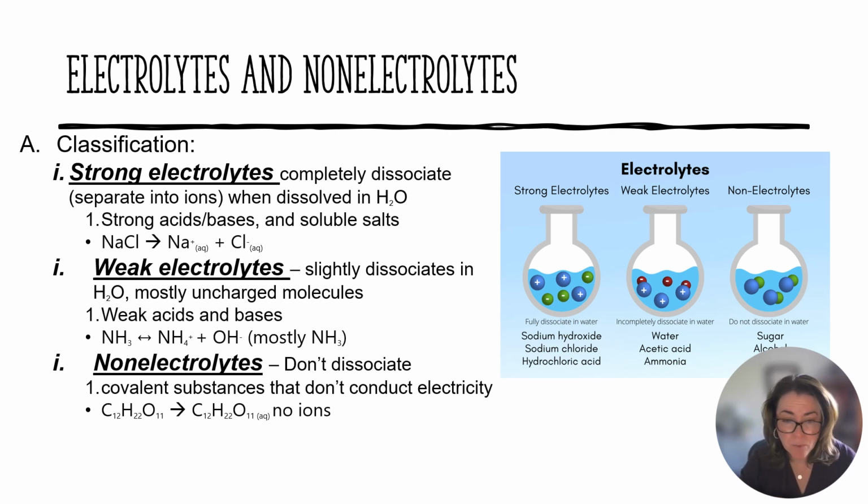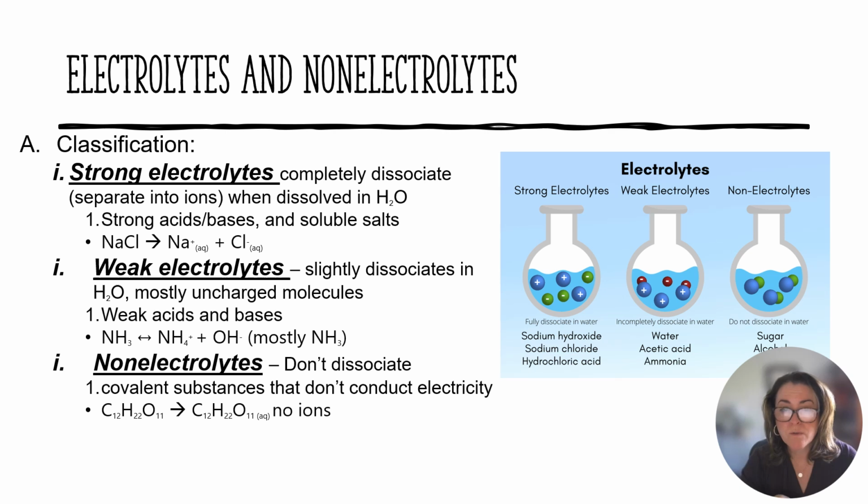So the example here is ammonia, and ammonia exists dissolved in water under equilibrium. When ammonia reacts with water to form ammonium and hydroxide, what we find is that most of that substance stays in its neutral form.